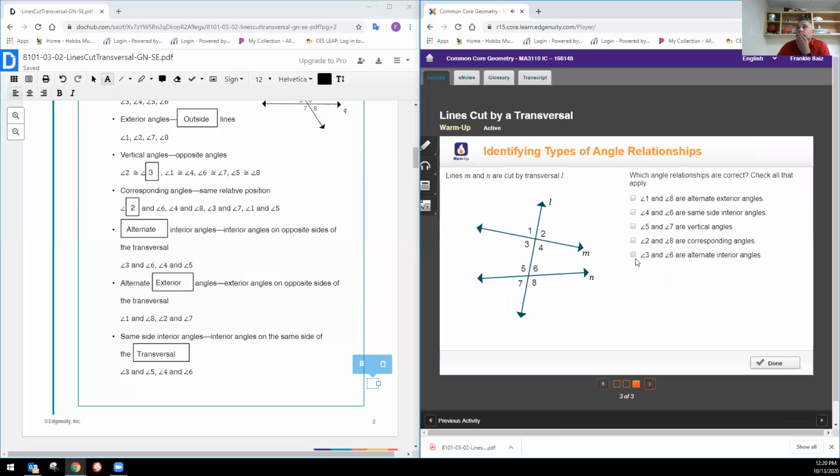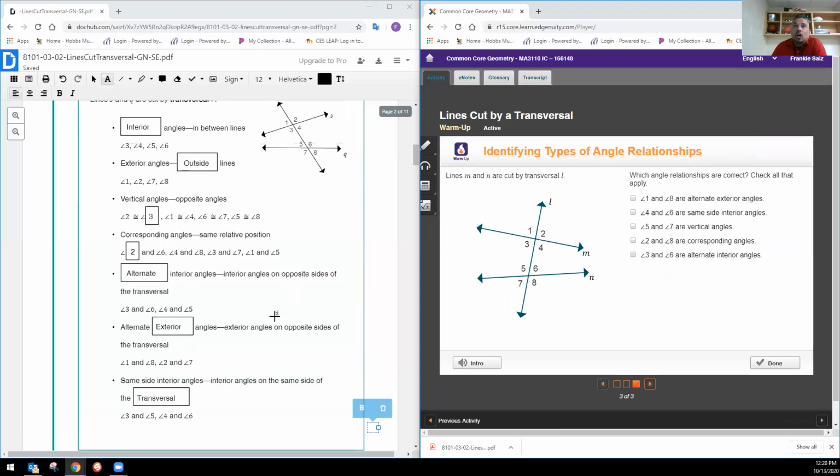Determine which angle relationships are correct. Lines M and N are cut by transversal L. Which angle relationships are correct? Check all that apply. 1 and 8 are alternate exterior angles. Alternate exterior angles are angles on the opposite sides of the transversal. 1 and 8 are alternate exterior, so that is true.